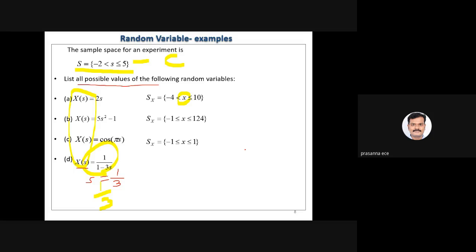Okay, so for s equal to a value slightly greater than 1 by 3. So 1 by 3 is say 0.33, right? So at this value, X of s takes positive infinity. So just take some value nearby 0.33, say 0.34. So substitute 0.34 for this s value. So you will get a large negative number, right?